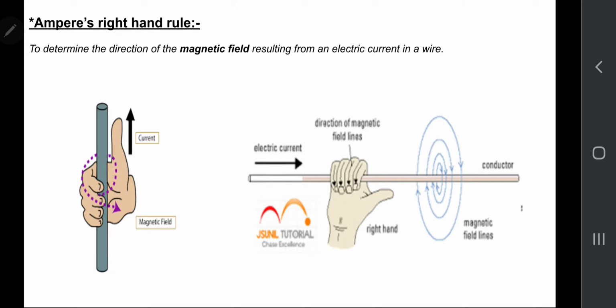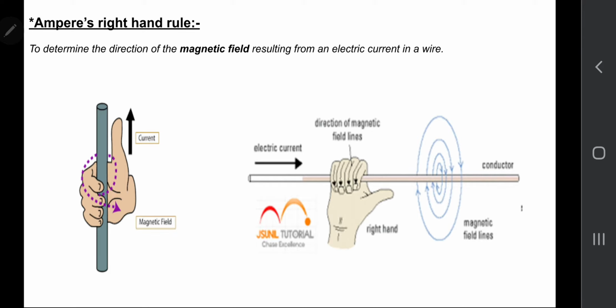How to apply this rule? By catching the wire by this method. Thumb points to the current and the rest of the fingers point to the direction of the magnetic field. If the wire is put horizontally, the same. If the current moves from left to right in this direction, the thumb points to the direction of current, and the rest of the fingers determine the direction of the magnetic field. Okay?